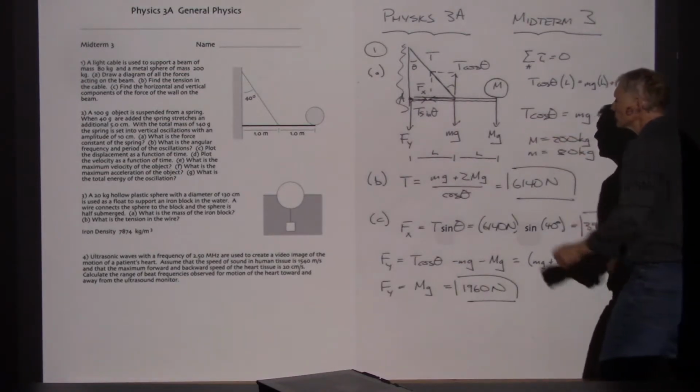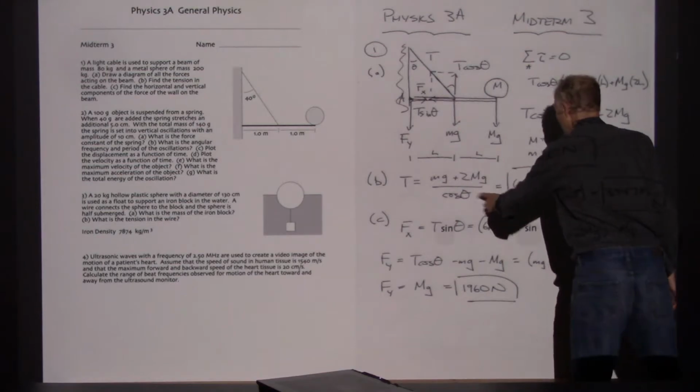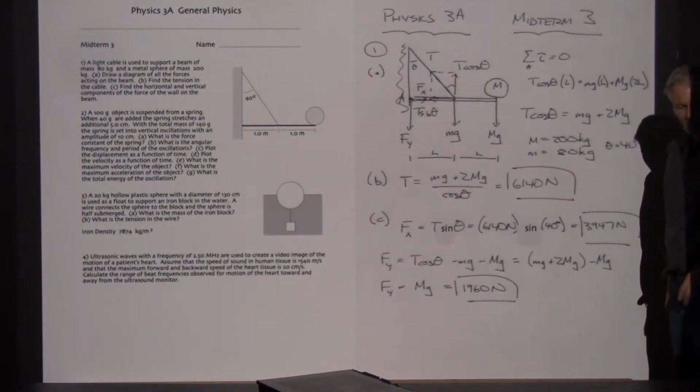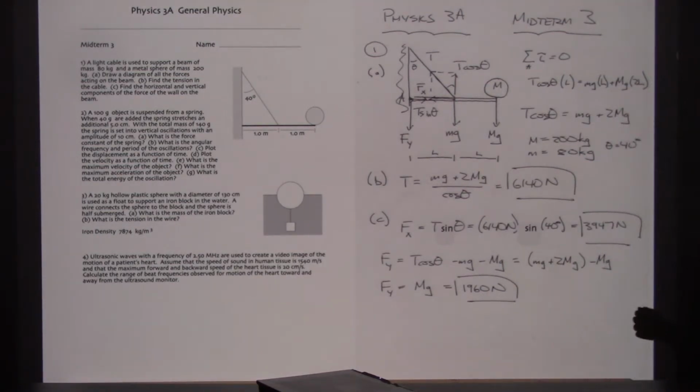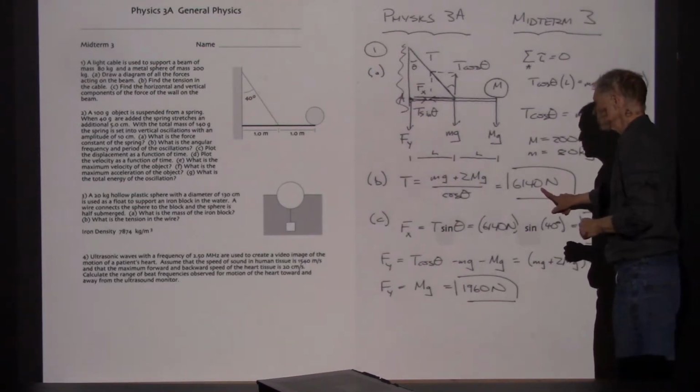Solving for tension, it's mg plus 2mg over cosine theta. That gives me 6,140 newtons. So that is the tension in the light cable. So in the cable, there's a tension of 6,140 newtons.